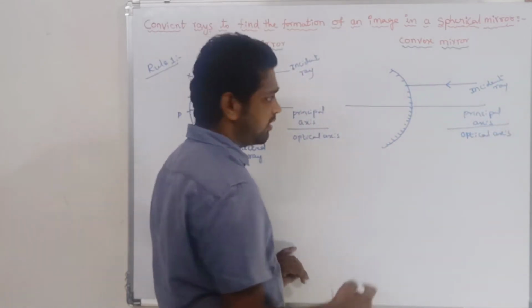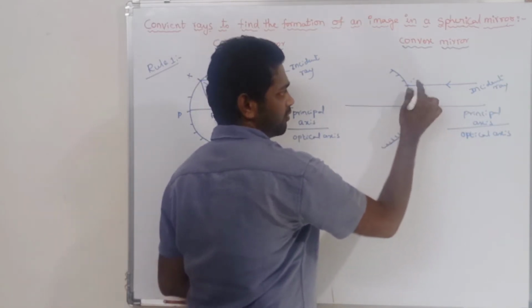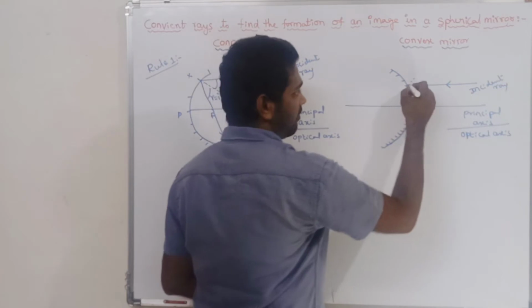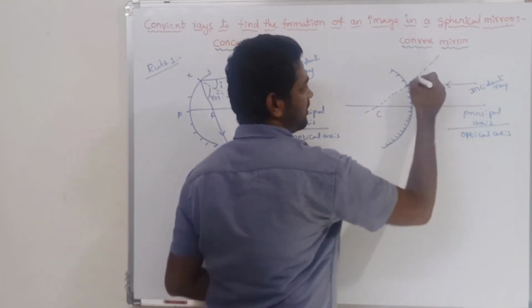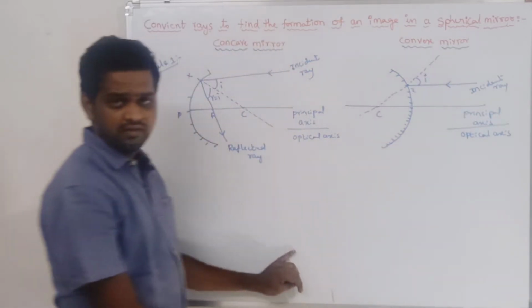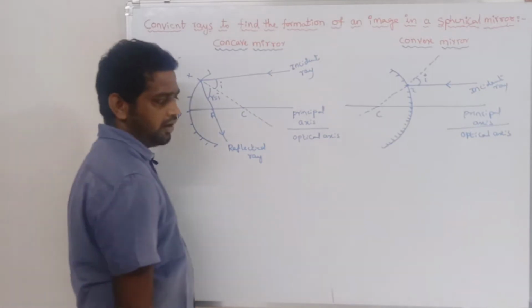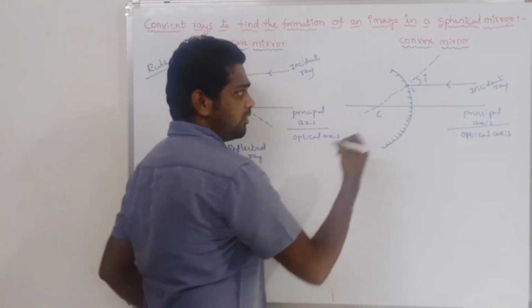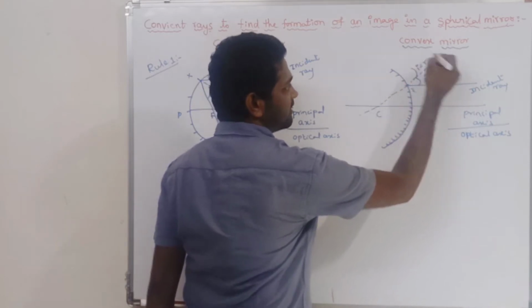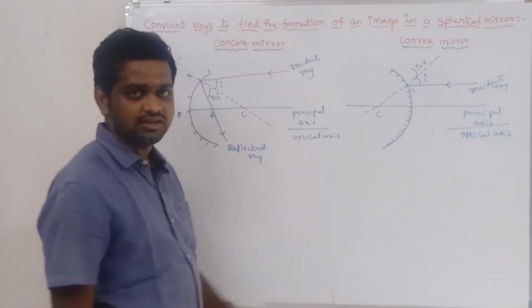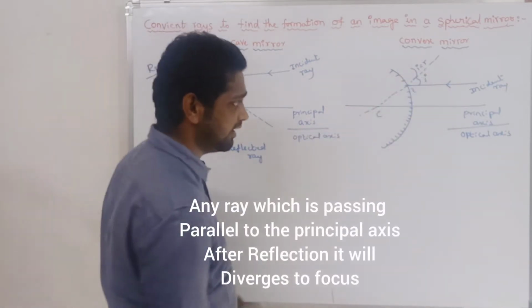Now try to find the normal here. This point is the point of incidence. From the point of incidence to the center of curvature you will have the normal. This is the angle of incidence, the angle between the incident ray and the normal. Is it clear, children? Whenever you draw the reflected ray, it should make the same angle as the angle of incidence. Clear? It should have the same angle of incidence as the reflecting angle.